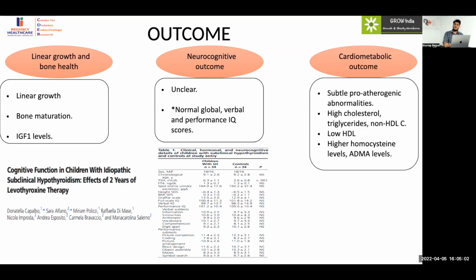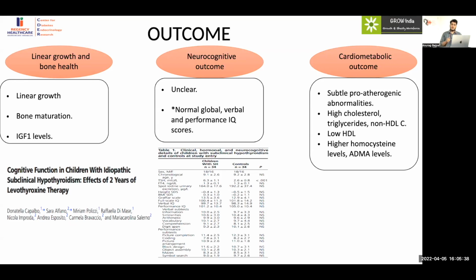And with regards to the cardiometabolic outcome, this is the one thing which almost all the studies have shown to have an adverse effect on the lipid profile, showing a subtle pro-atherogenic abnormality in the form of high cholesterol, high triglyceride, high non-HDL cholesterol, and low levels of HDL cholesterol. It was also found to have higher levels of homocysteine and asymmetric dimethylarginine, which is a competitive inhibitor of nitric oxide synthase and increases the risk of thromboembolic phenomena.